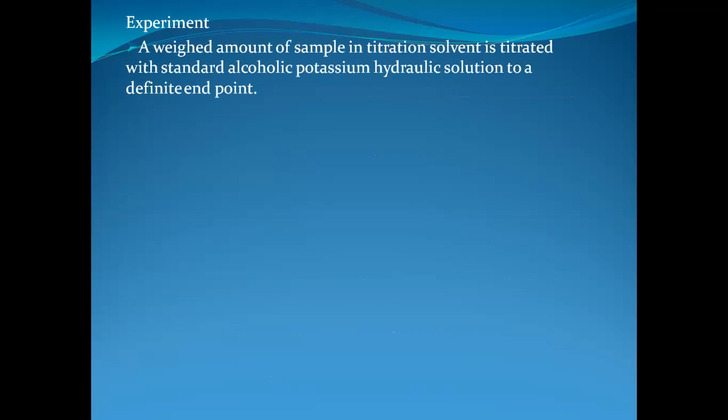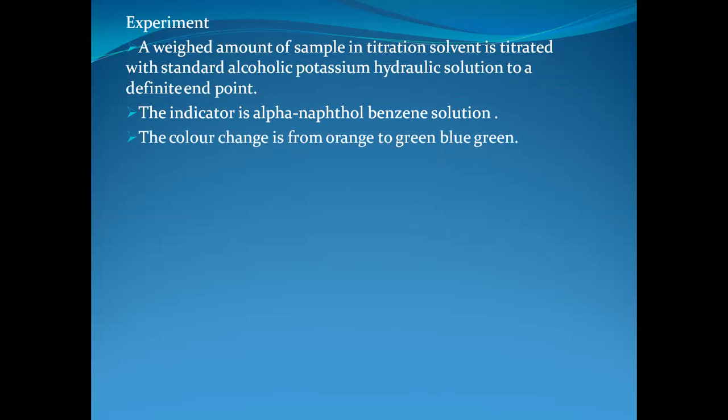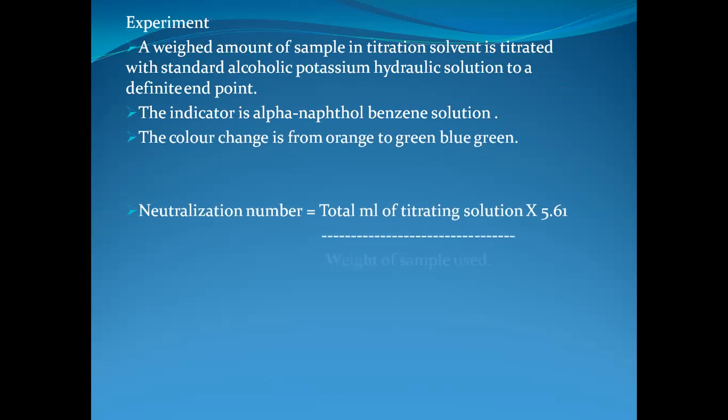A weighed amount of sample and a titration solvent is titrated with a standard alcoholic potassium hydroxide solution to a definite end point. The indicator is alpha naphtholbenzein solution. The color changes from orange to green, and the neutralization number is equal to the total milliliters of titrating solution times 5.61 divided by the weight of sample used.